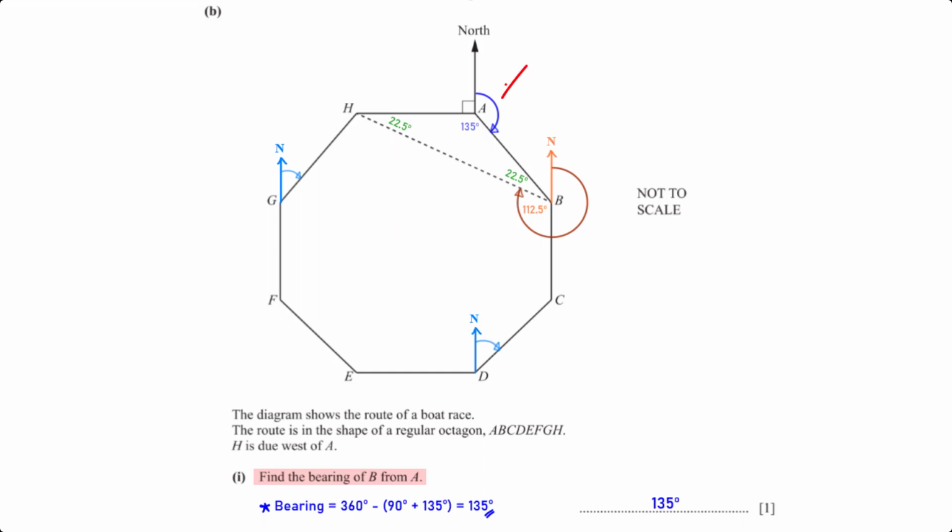On the diagram, we've indicated the bearing of B from A. We found the size of an interior angle in a regular octagon to be 135 degrees. And we've been given this angle to be 90 degrees. The sum of the angles at a point add up to 360 degrees. So to get the bearing, we subtract the sum of 90 and 135 from 360. This gives us 135 degrees.